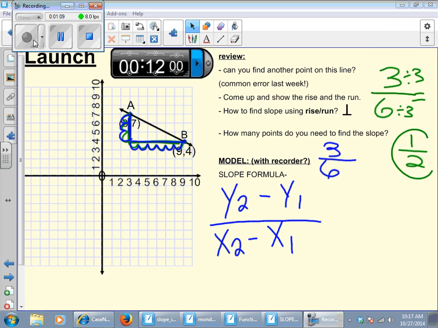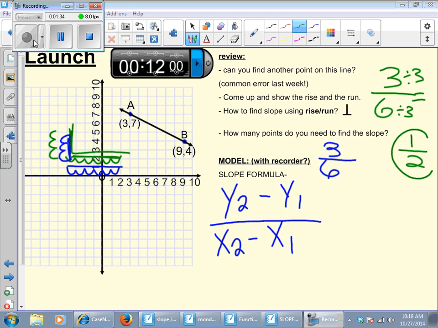Here are my coordinates. I'm just going to get rid of this so you can see my coordinates. The coordinates for these points are 3, 7, and 9, 4. Do you see those coordinates? Eyes. Thank you. You need your 2 sets of coordinates, that's fine. That'll be perfect.